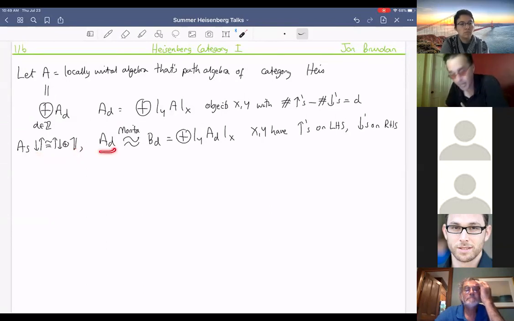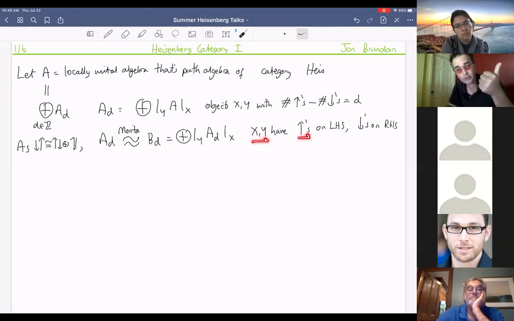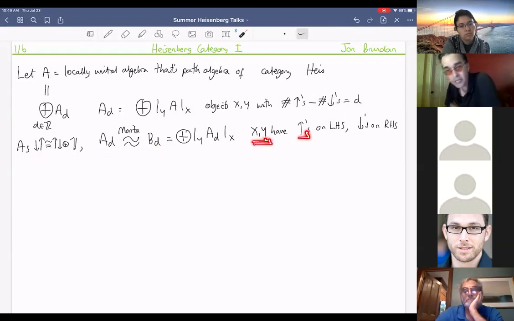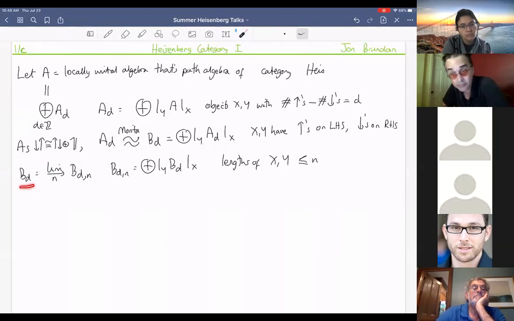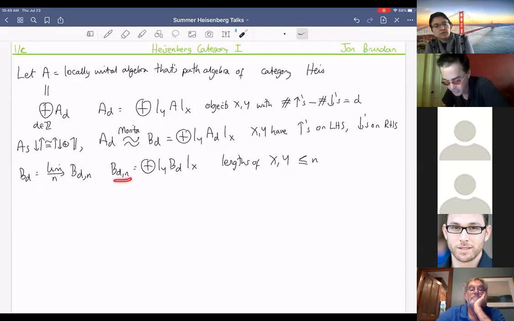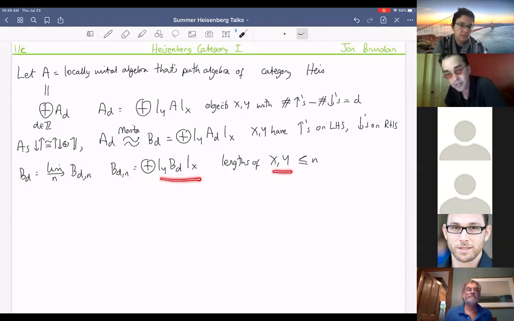We can replace this algebra A sub D with a Morita equivalent algebra B sub D. We can throw away a whole load of the idempotents because some of them are redundant due to this isomorphism. So B sub D is where you take the objects X and Y where all the up arrows appear to the left of the down arrows. Remember, objects X and Y are just tensor products of ups and downs, so all the up arrows are to the left and all the down arrows to the right. Then B sub D is a direct union of algebras I'm going to call B sub D,N, where you take all the words in the letters up and down of length less than or equal to n. Obviously B sub D is the union of those over all n.